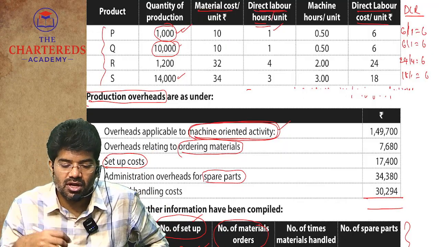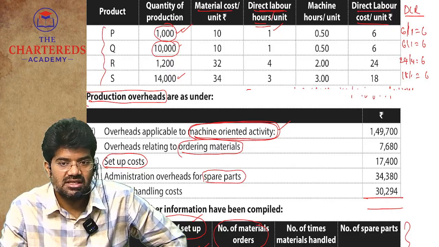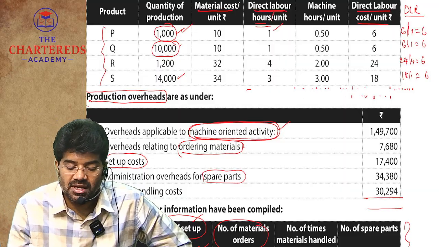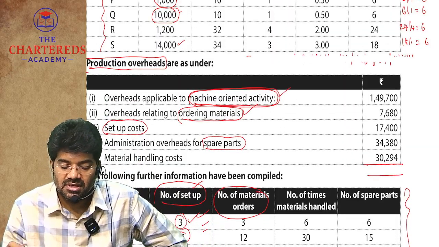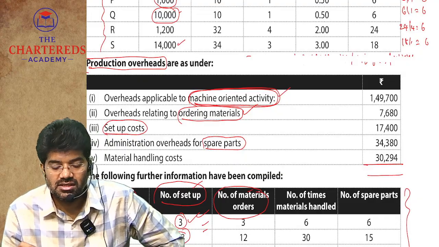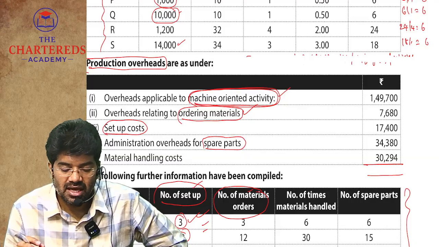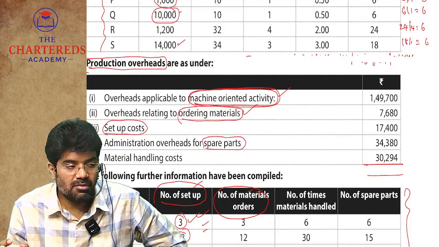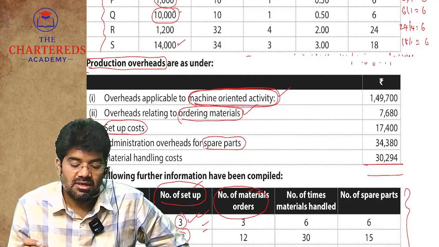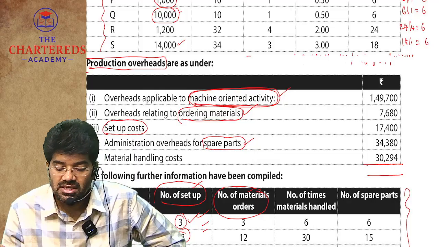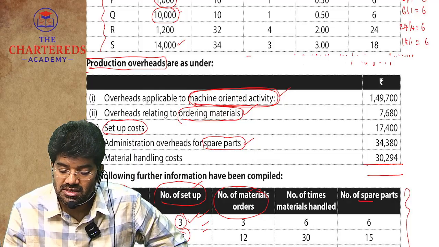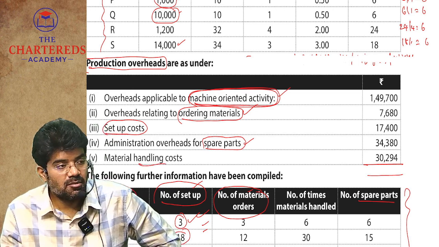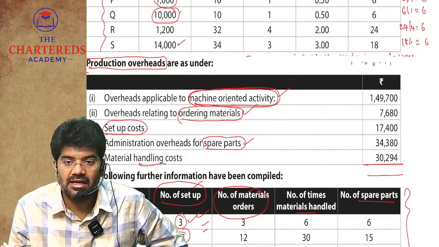So we should make that a working note: machine hours for the budgeted output. Then for ordering of materials, what is the cost driver? Number of material orders, that is influenced by that activity. Next, setup cost, number of setups. Administration of spare parts, number of spare parts. Finally, handling, number of times materials are handled.